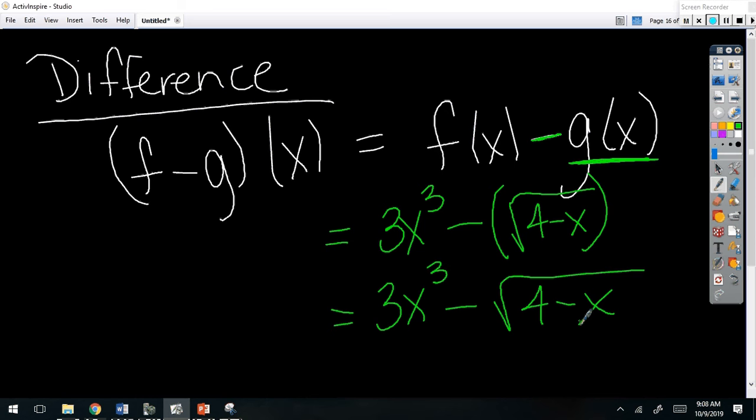Easy, right? What is the domain of f minus g? Come on, y'all can do this. Yes. The domain is the same when we combine them. Okay, it's the intersection of the domains, and that's what they share.